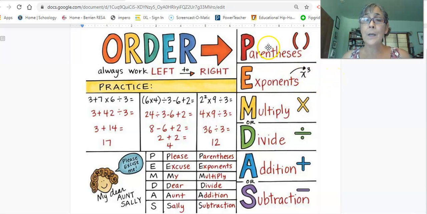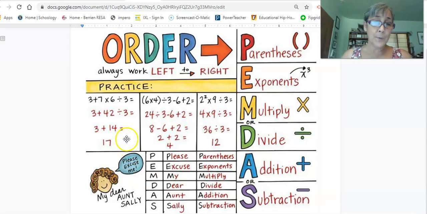That's an exponent. So after you've done the parentheses, and if there's no parentheses, you move on to the next one. You do the exponents, and if there's no exponents, you move on to the next one. You multiply, and then you divide, and then you add, and you subtract. PEMDAS also stands for Please Excuse My Dear Aunt Sally. That's a memory aid to help you remember the order of operations.